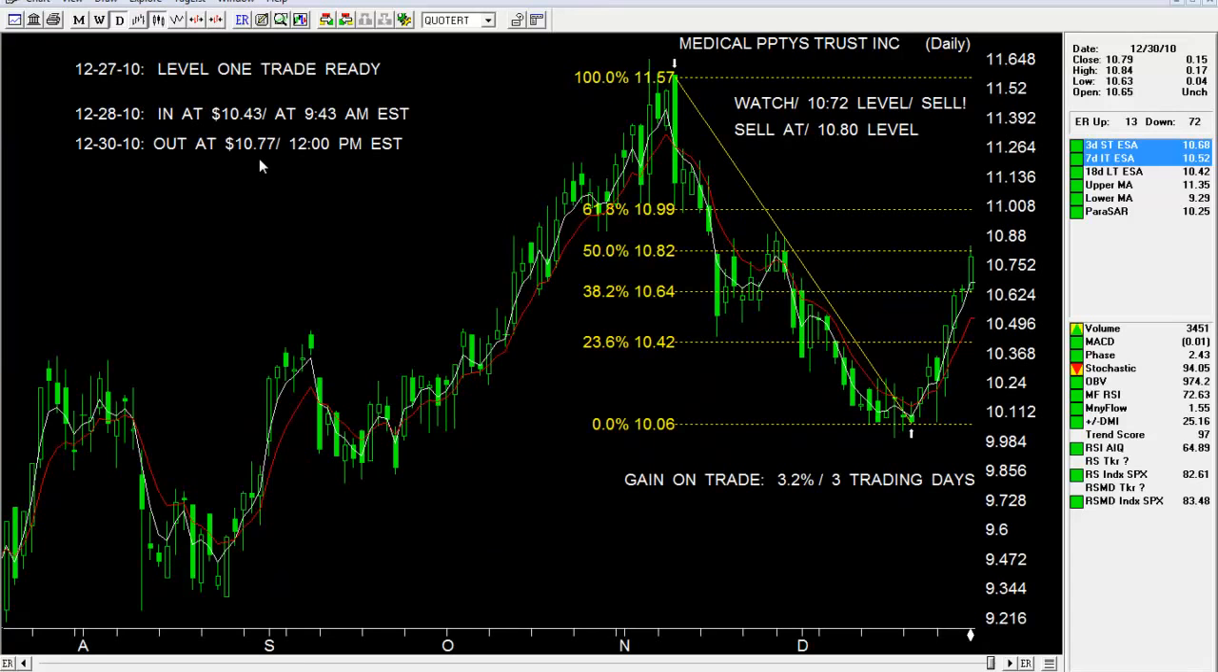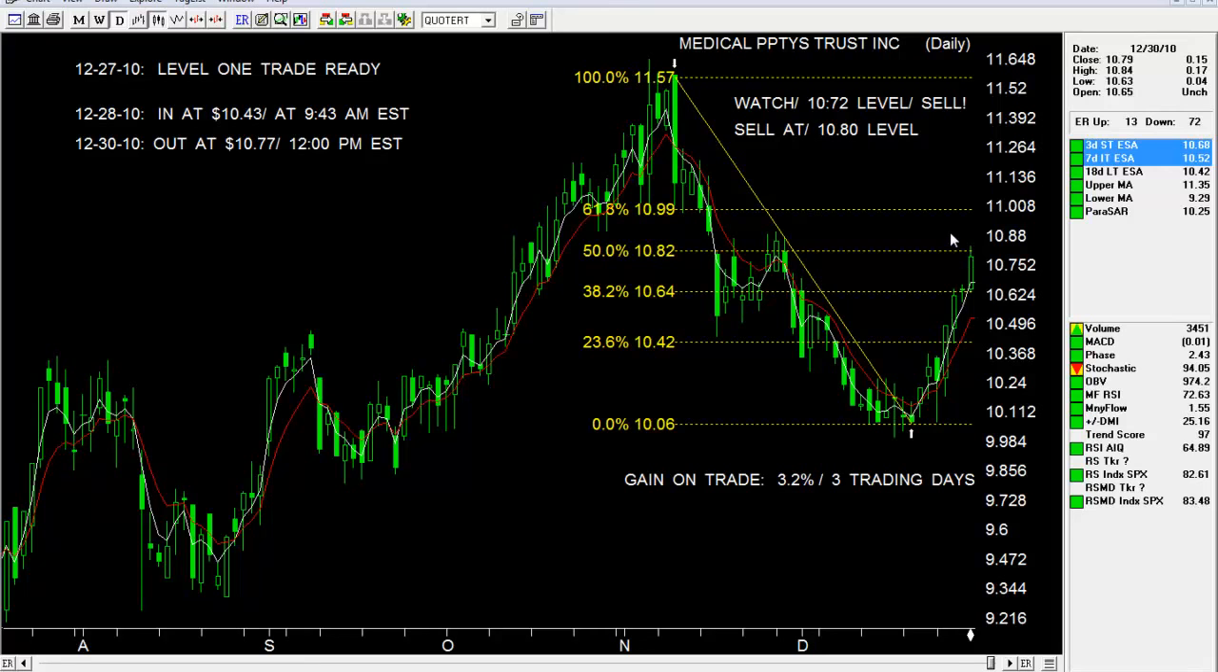This was, in fact, my most recent profitable trade. The last trade I made for 2010. I got in at 1043 at about 9:43 a.m. and I got out on 12/30 right here at 1077, just after it hit this 1082 level, couldn't pass through and continue upward on an intraday basis, and I got out at noon, figuring that was it. Locked in a profit of 3.2% in 3 trading days.